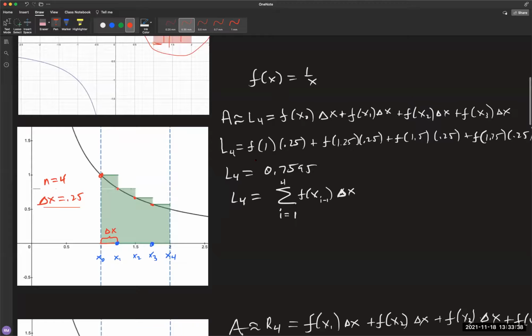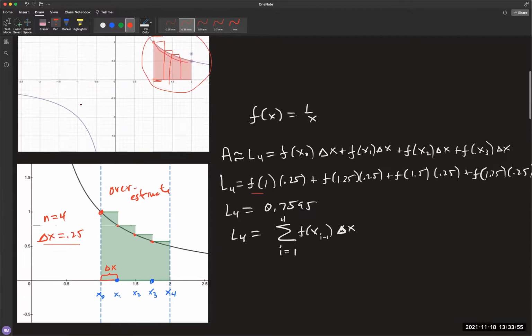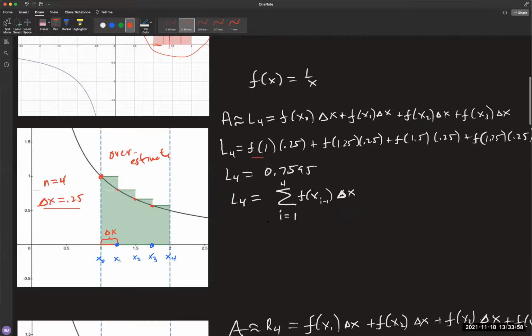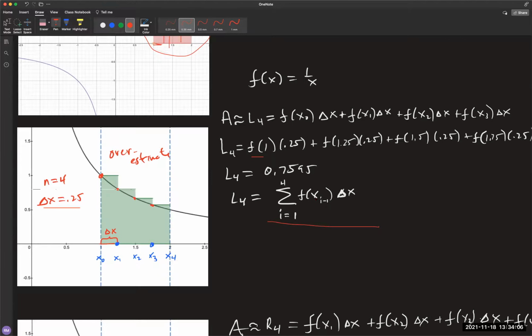And if I can calculate that, the calculator can do those easily. We end up with an approximation. This one here, because the values are over, is what we call an overestimate of the actual value, an overestimate of the area. Remember, we're trying to calculate the red part from over here. It can be summarized with this notation here. L4 is the sum of f of x sub i.